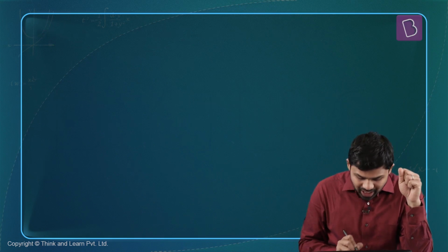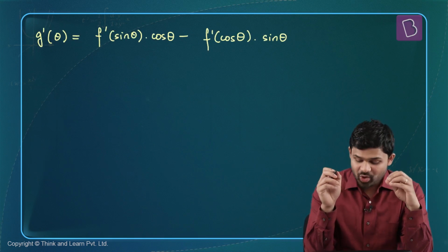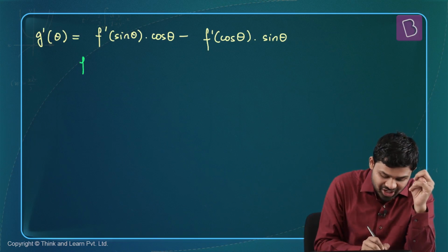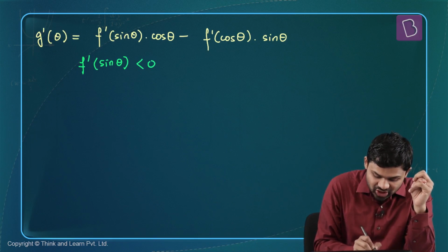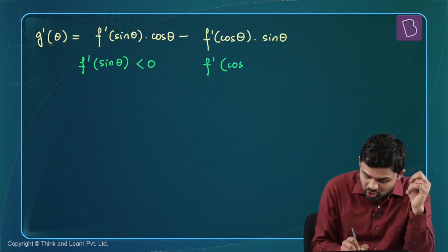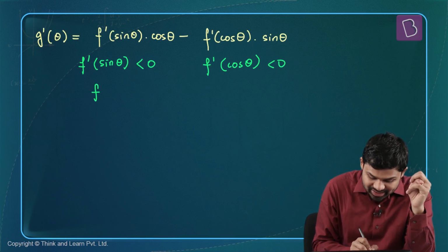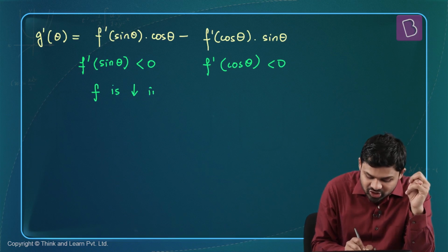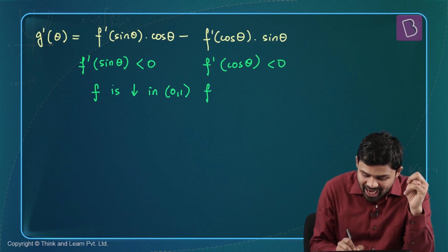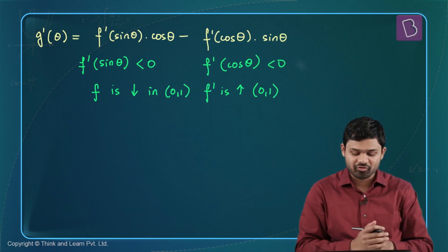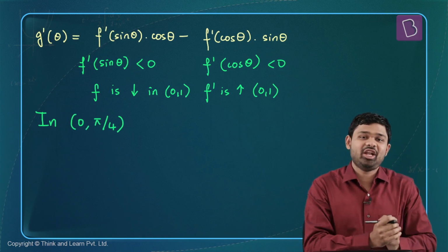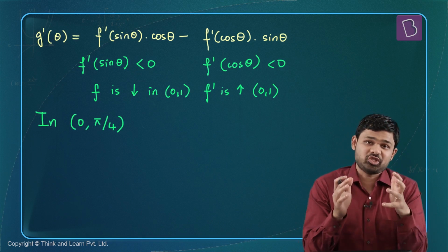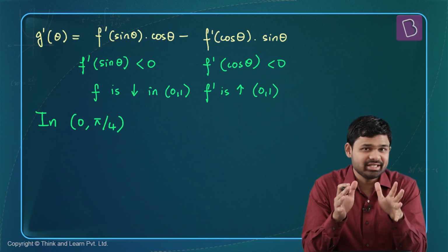So now g dash of theta is this value, and I know what happens to f dash. I know what is f dash of sine theta. f dash of sine theta is less than 0. f dash of cos theta is also less than 0. f is decreasing in 0, 1, and f dash is increasing in 0, 1. I'm going to make use of all these pieces of information. So in the interval 0, pi by 4, that's the first interval of interest for me. What is the case? In this interval, cos theta is greater than sine theta, correct?